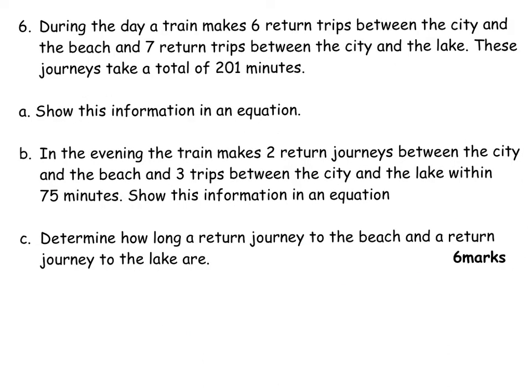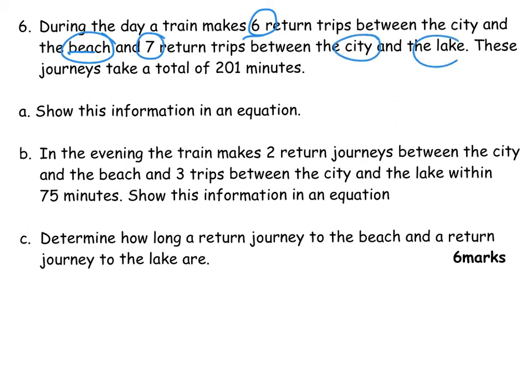Okay, next up, we have our simultaneous equations. Again, I'm not too keen on the wording for this one. But anyway, we've basically got a train that makes 6 trips between the city and the beach. So we're doing 6 trips to the beach. So I'm going to underline the key information. So we've got 6 trips to the beach and 7 trips to the city.